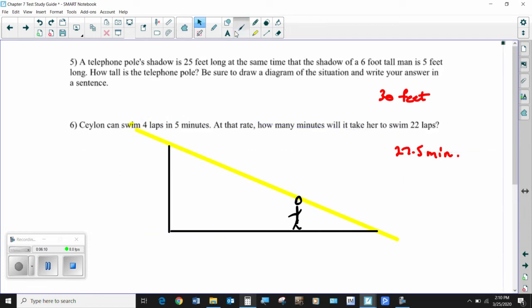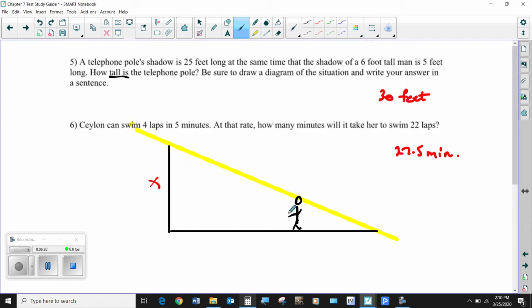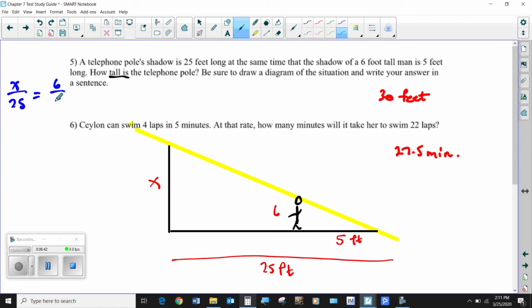So what we've got here is we do not know how tall the telephone pole is. So that's our X, that's our telephone pole. But we do know that a 6-foot man casts a shadow that is 5 feet. And we know that the total from here to here is 25 feet. So let's take this ratio where we've got the telephone pole to its shadow corresponds to the height of the man to his shadow.